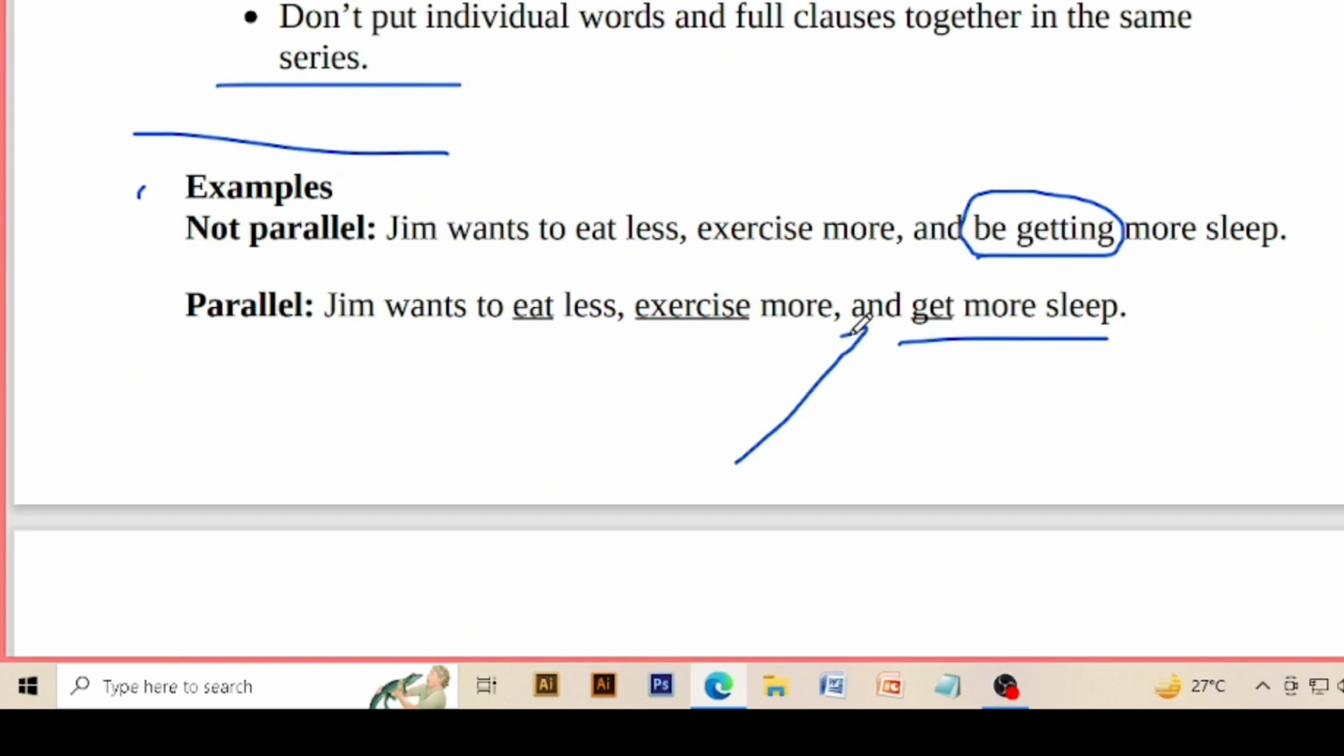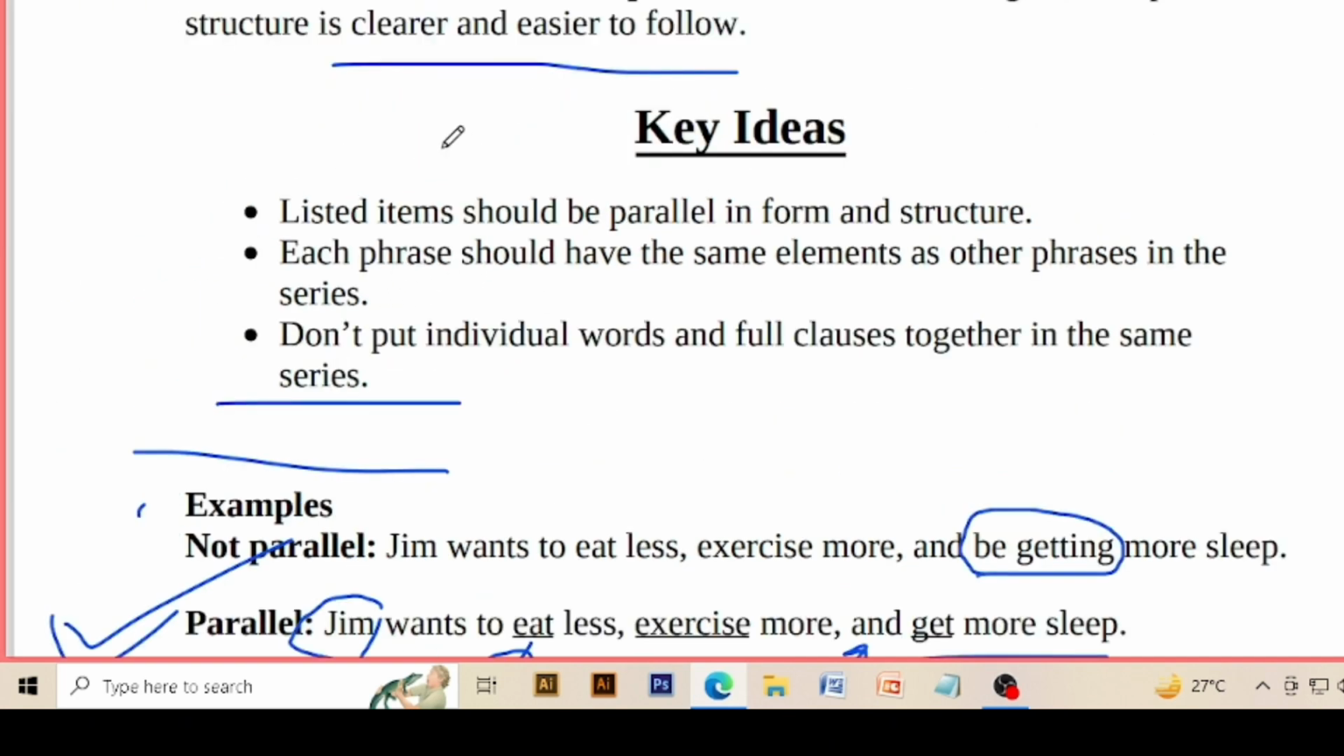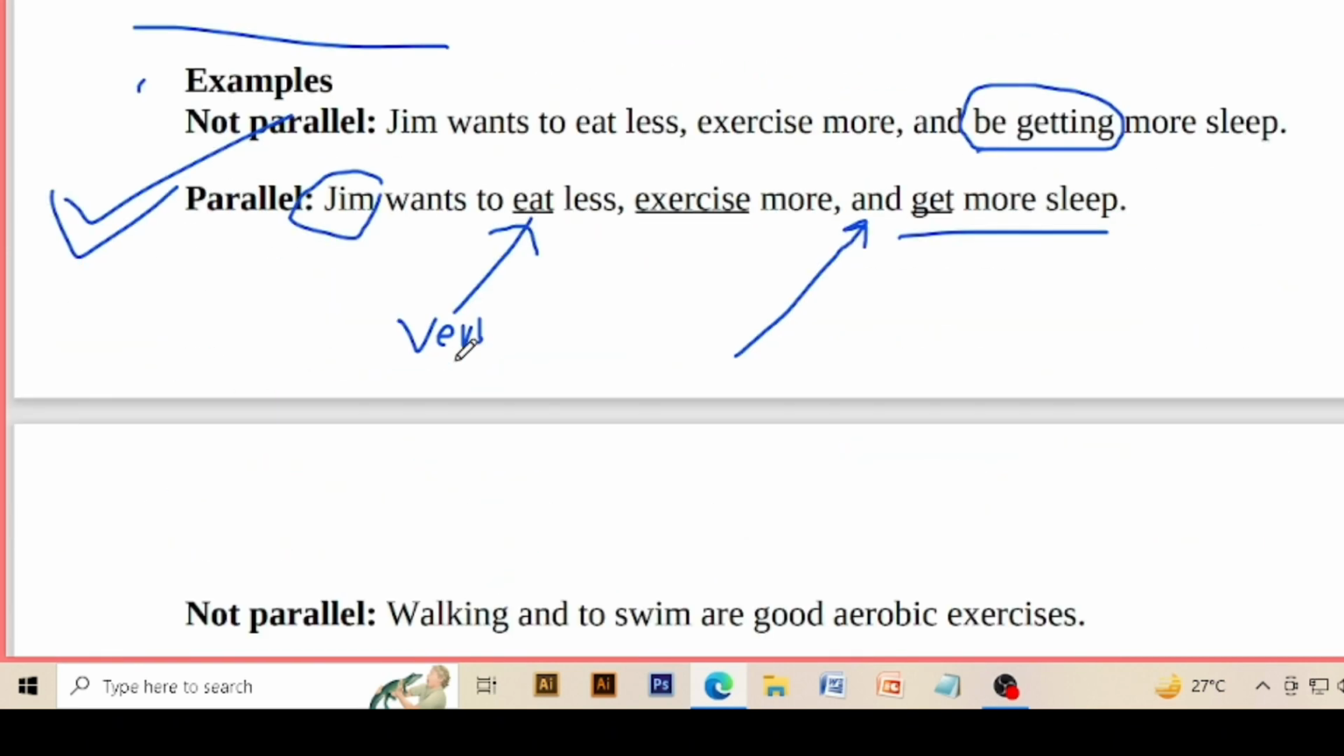Rule 1 e ki bolchilo, use conjunction. And rule 2 the ki bolchilo, subject. Subject ki ekhane Jim wants to eat, verb ba clause present. Thik ache, tinota rule at a time is implemented to make a parallel sentence. Yes, sir. I don't know. I mean, so I've included it in the slide for better understanding.